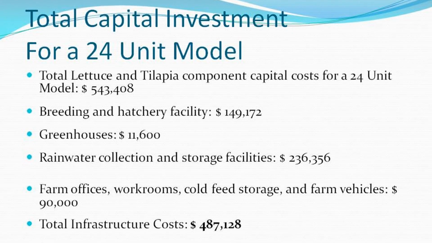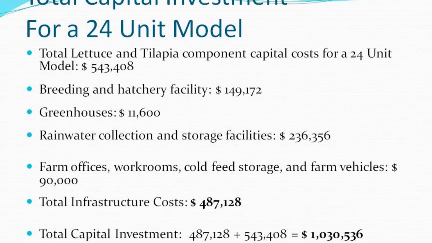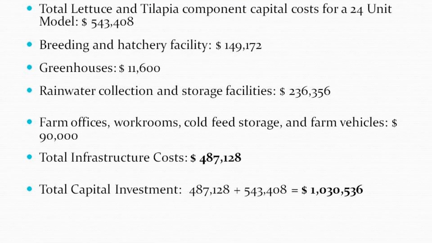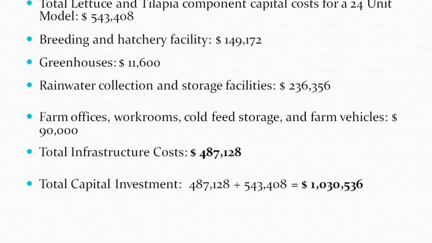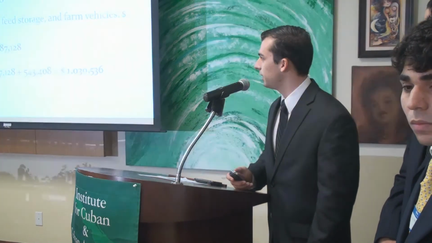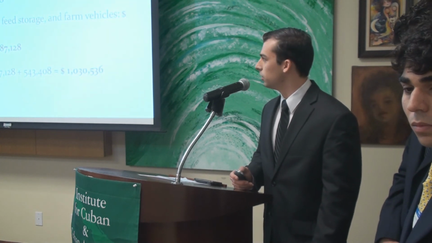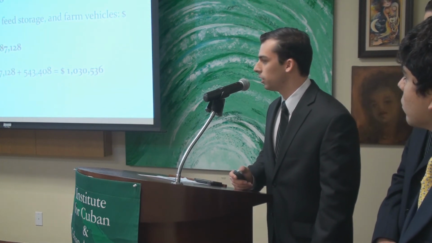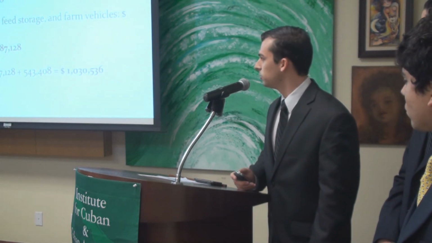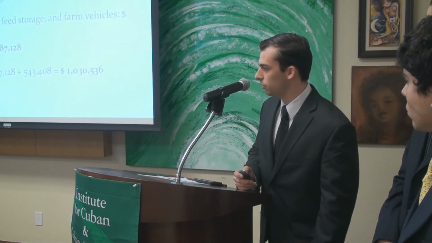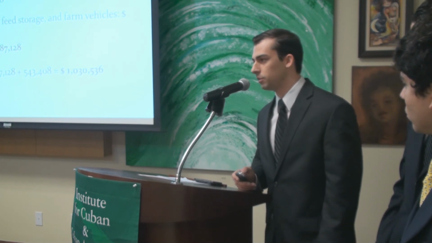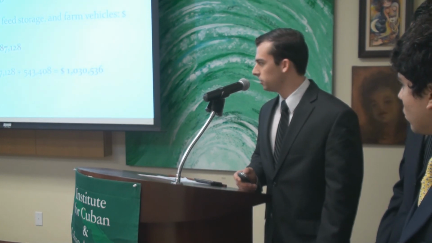And then we went on to do an analysis of the capital investment for the entire 24-unit model. Based on the previous two tables, you would have a combined $500,000 for the initial setup, and there are also additional costs such as purchasing the fingerlings, which are the smaller fish that then continue to breed inside the tanks, the greenhouses, and the rainwater collection to obtain the water. However, the system circulates the water, so you don't need to worry about replacing the water frequently at all. That comes to a total capital investment of slightly over $1 million for a 24-unit system capable of producing over 100,000 kilograms of tilapia on an annual basis.